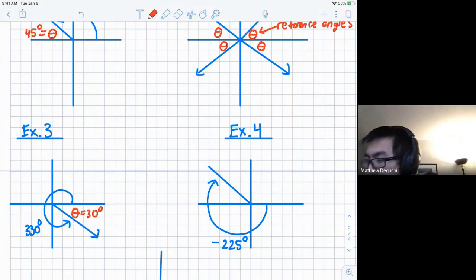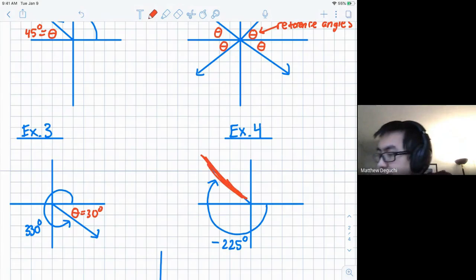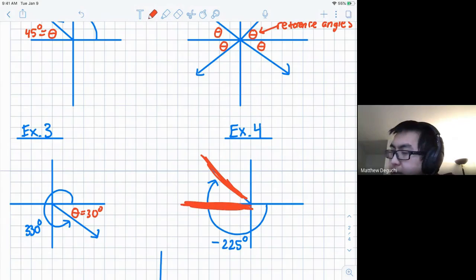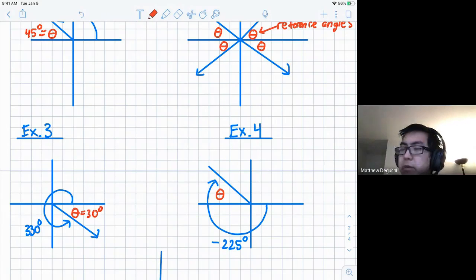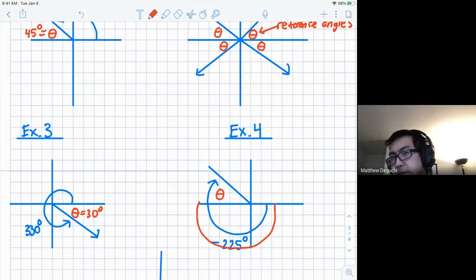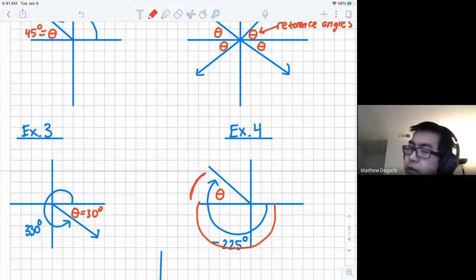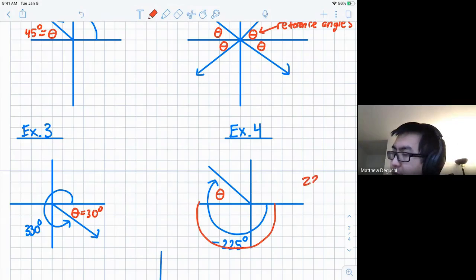Okay, example 4. There's a terminal side. Here's the x-axis. This is the angle measurement we're trying to find. So here's theta. Now, how much is that reference angle? Do you know how much a half circle is? That's 180 degrees. So if I did 225 minus 180, that would give me 45 degrees. So that theta is 45 degrees.